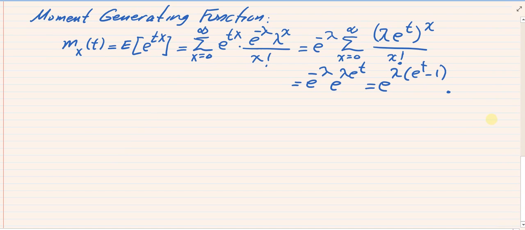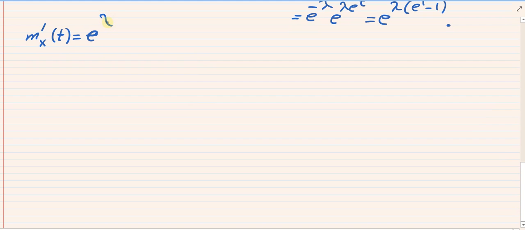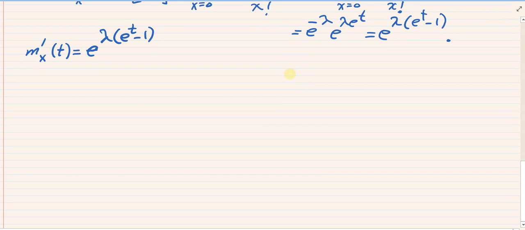Now, in order to find the mean and the variance using the moment generating function, I need to find the first and second derivatives of the moment generating function. The first derivative is going to be e to lambda times e to t minus 1, which is the moment generating function itself. I'm taking the derivative of this function. Remember, the derivative of e to a function of x is itself times, by the chain rule, the derivative of the exponent, which is that.